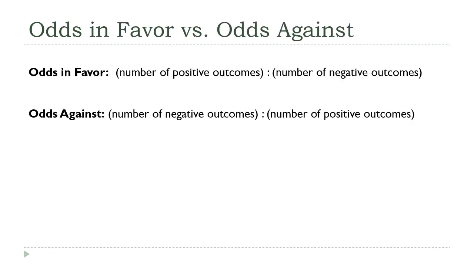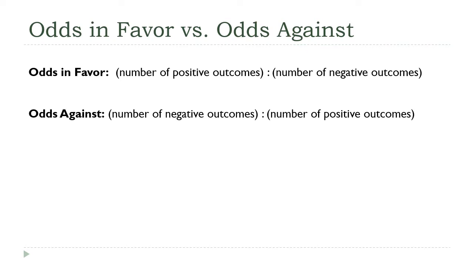So probabilities are the most common way that the likelihood of a certain event happening is expressed. Okay, but there is another way. It's called odds. Now odds are a little different than probability. First, we have to be a little more specific. We have to talk about either the odds in favor of an event or the odds against an event.